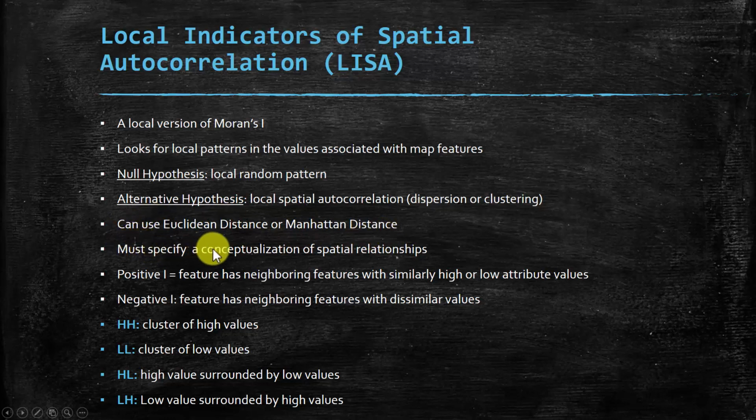You must specify, again, a conceptualization of spatial relationships, as discussed earlier. A positive I suggests that features have neighboring features with similar high or low attribute values. So basically clustering. And a negative I indicates that features have neighboring features with dissimilar values, so dispersion. There are a couple different groupings here. We can have HH, which is clusters of high values, LL, which is clusters of low values, HL, which is high values that are surrounded by low values, or LH, which is low values surrounded by high values.